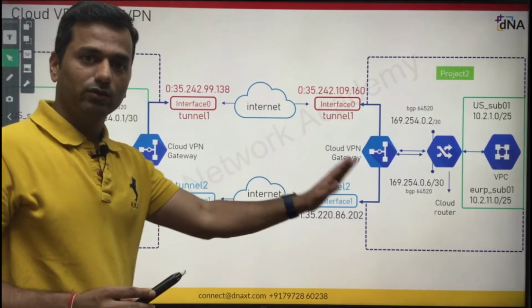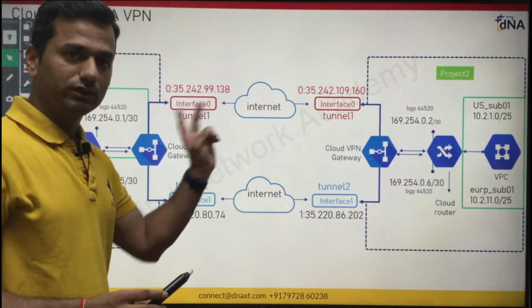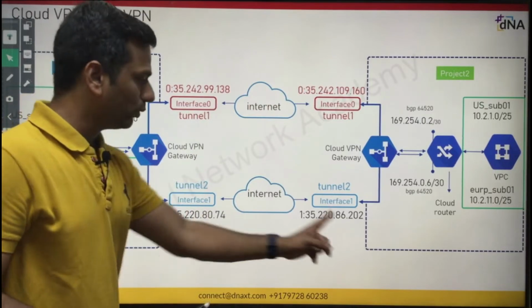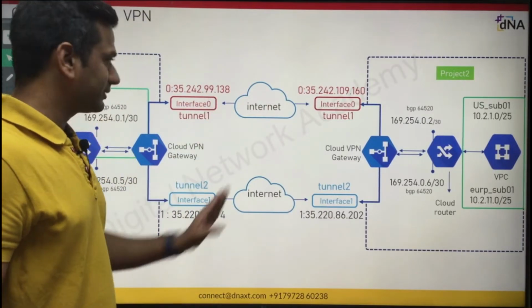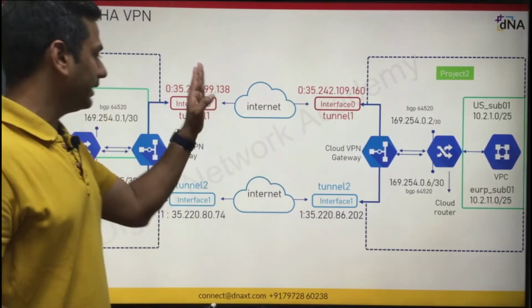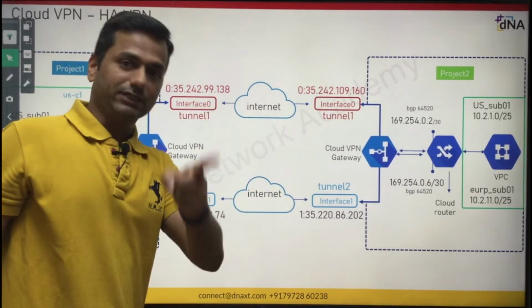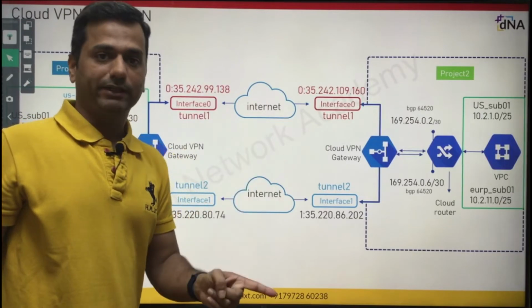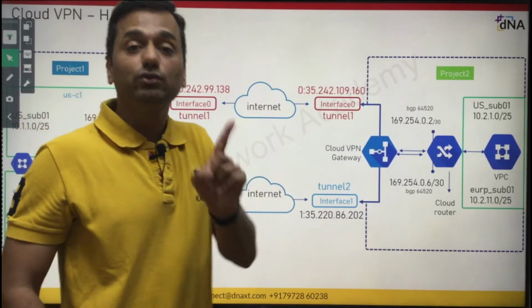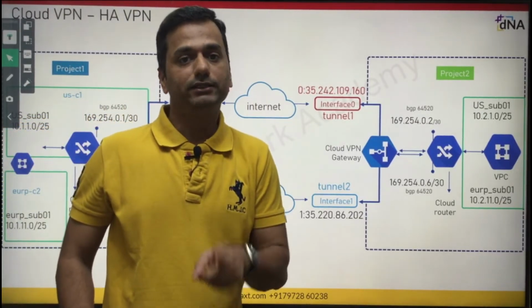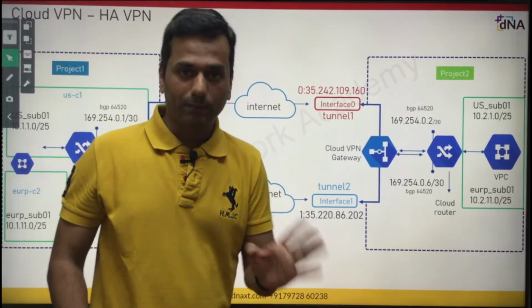Cloud VPN gateway will only establish an IPsec tunnel between the two interfaces, 0 to 0 and 1 to 1. Both must have a public IP address, and you do not have any control over this public IP address. In the classic VPN, you can choose your own public IP address, but in the HA VPN, you cannot. GCP will automatically allocate the public IP address.